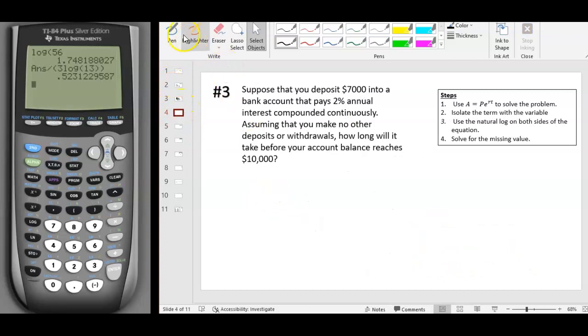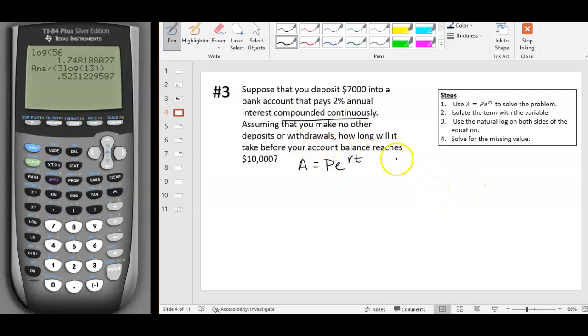All right, so in this problem it says that suppose you deposit $7,000 into a bank account that pays 2% annual interest compounded continuously. Assuming that you make no other deposits or withdrawals, how long will it take before your account balance reaches $10,000? Okay, anytime we have compounding continuously, we need this formula, A equals Pe to the rt.